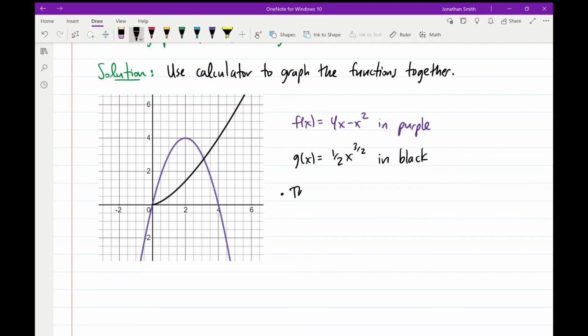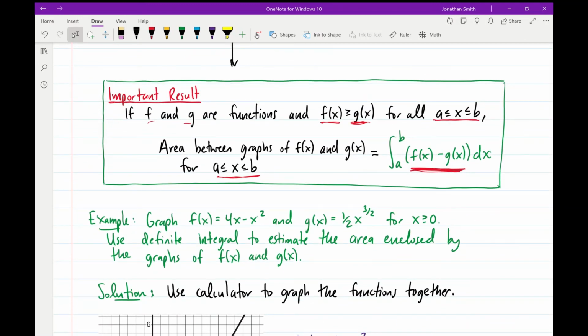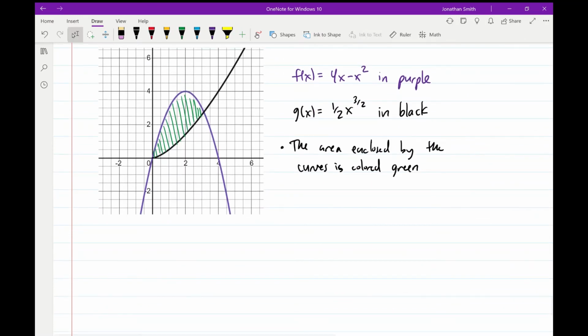Okay, and the area enclosed by the curves is colored green, and I will do that now. So the area that we're looking for is this green area between the two curves. If I want to figure out this area, I'm going to use the information I have in the box above, and to do that, I first need to figure out what the limits of integration are going to be.